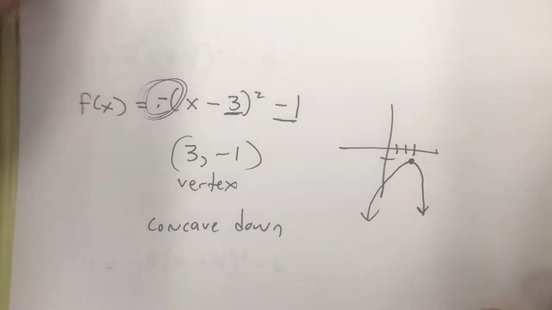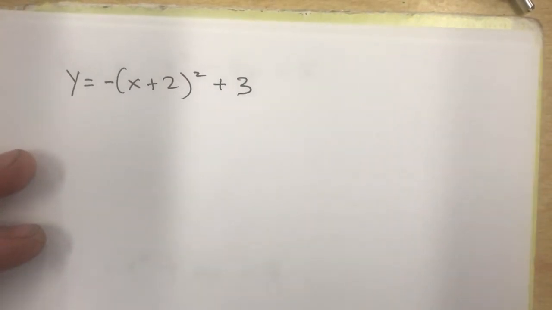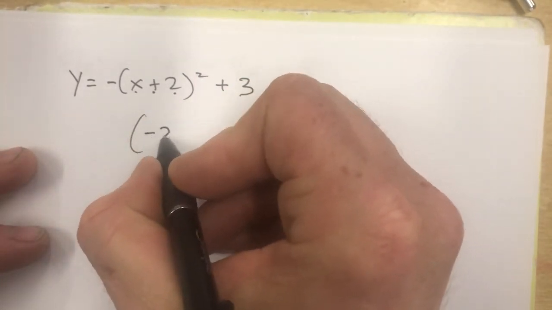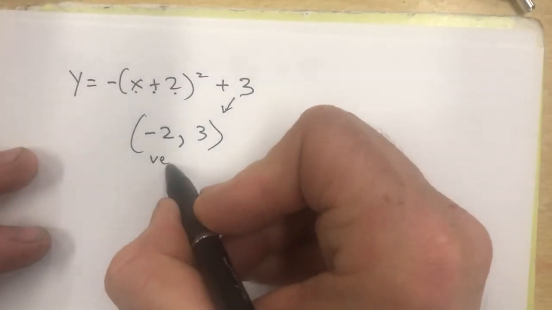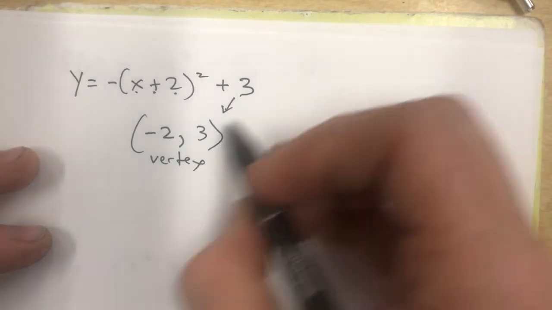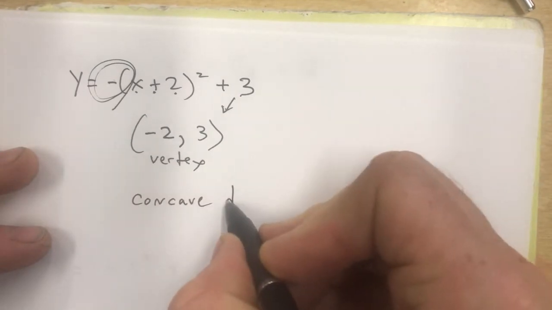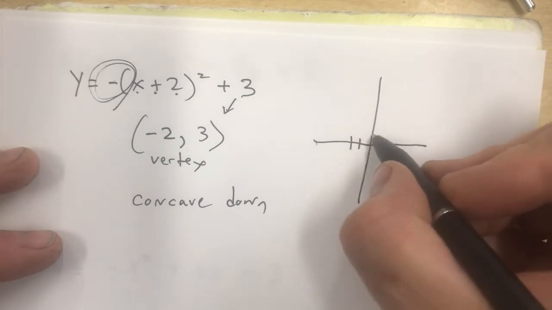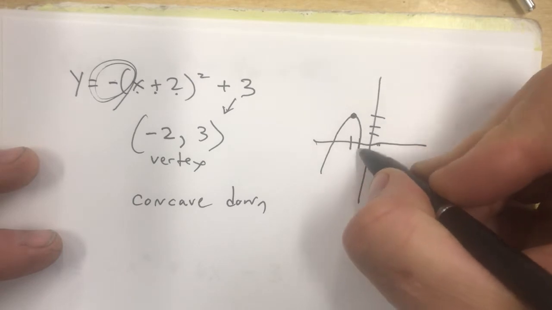All right, let's look at a few more of these. It's pretty simple. Here's an example right there. Look, it's x plus 2, which means my x value is negative 2. And there's my y value, so negative 2, 3. That's my vertex. Now, see how this is negative? That tells me it's concave down. So I can draw a little sketch of this. Negative 2, up 3. There's my vertex right there, and it's concave down, so it's going to look like this.